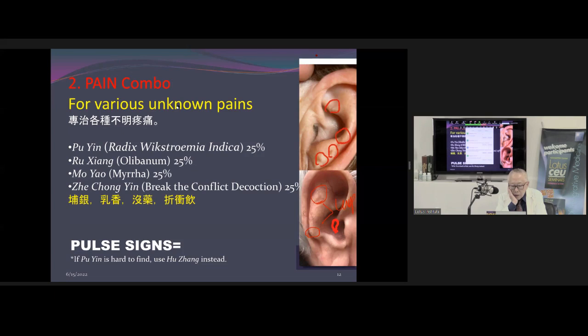Does mighty combo work for skin rash caused by damp heat? Nope. Is this appropriate for patients who have bright red bumps on the skin? Yes, absolutely. What is the formula for Zechong Yin? Go to Tina's formula book and read it.